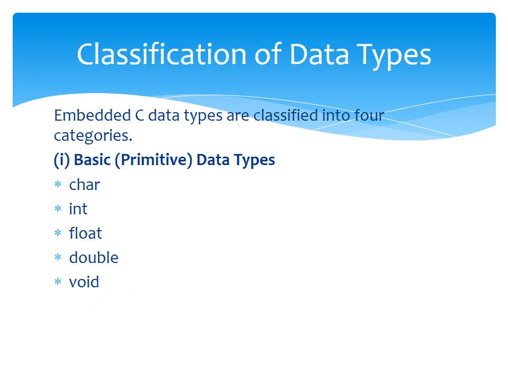So looking into the classification of data types, embedded C data types are classified into 4 categories. The first one is the basic data type, otherwise called the primitive data type. We have already seen this. It means char, int, float, double, void. All these are primitive, very famous and very commonly used data types.